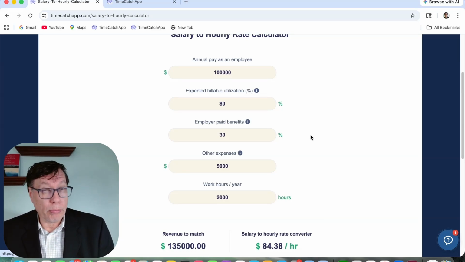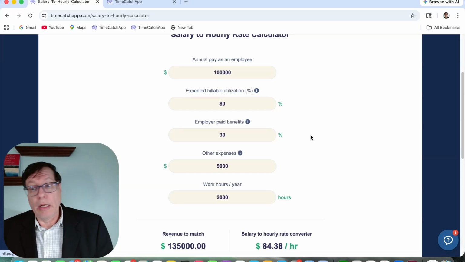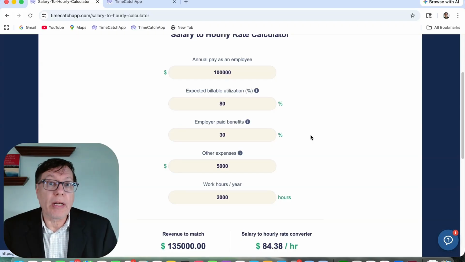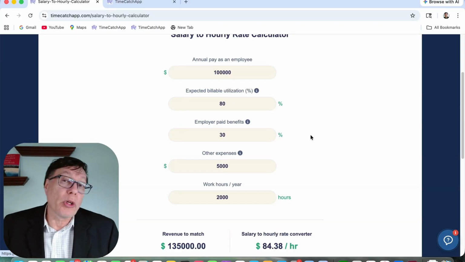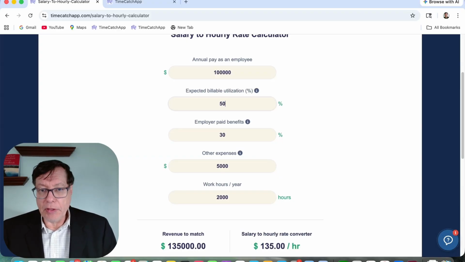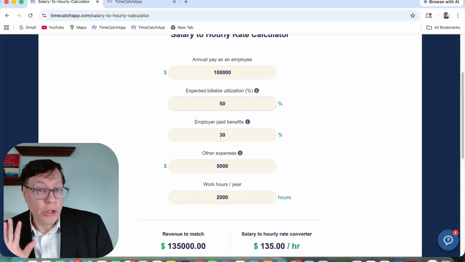If you're a sole proprietor, sole consulting, you're doing business development, you're doing invoicing, project management, IT, right? If you're your own person, you're doing IT as well. That's going to eat into your utilization. So in that case, let's make our utilization 50%, which seems more reasonable given all these other activities you're engaged in.